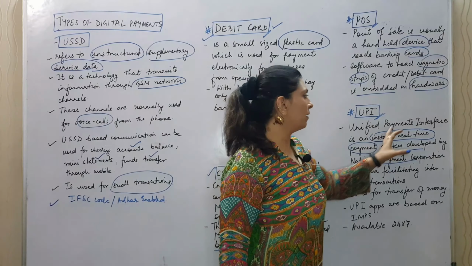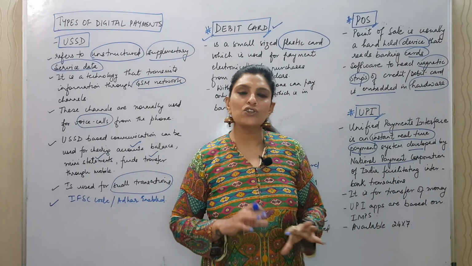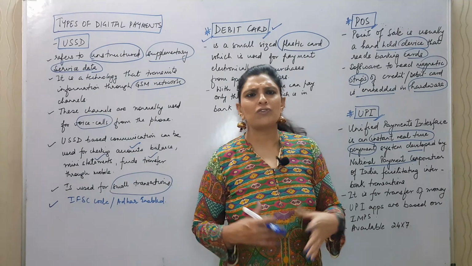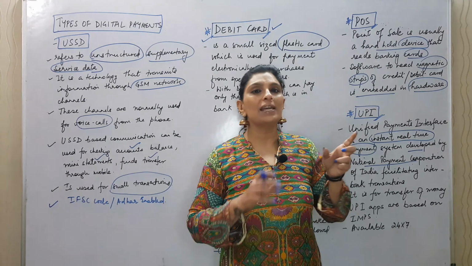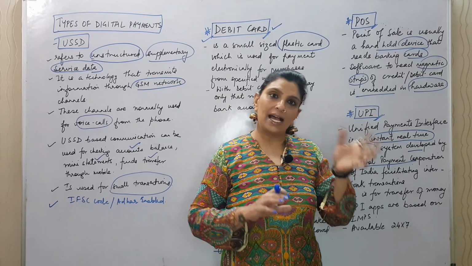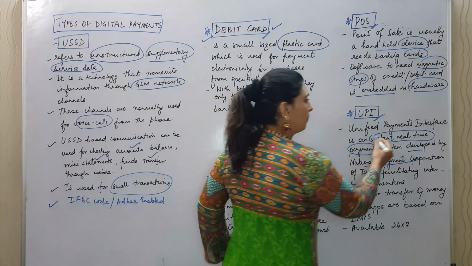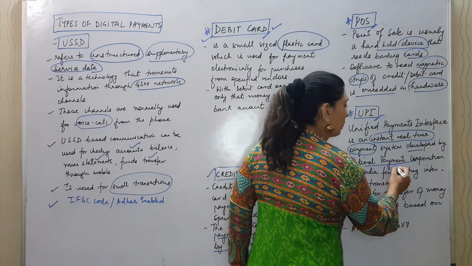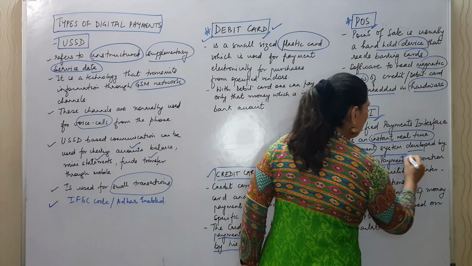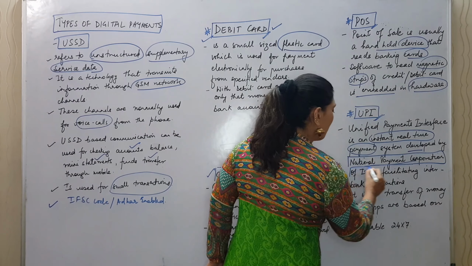What is UPI? Unified Payment Interface. Now it's an instant real-time payment or transfer of money system. It works on IMPS services, immediate payment services, exactly like that. So what is Unified Payment Interface? It's an instant real-time payment system developed by National Payments Corporation of India. They have developed it.